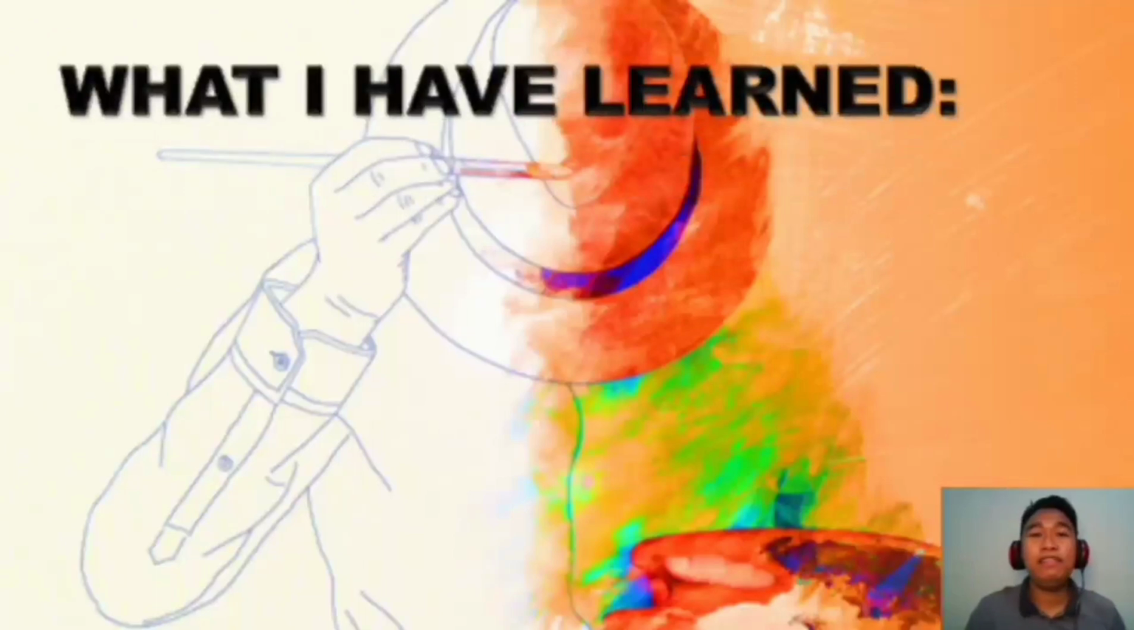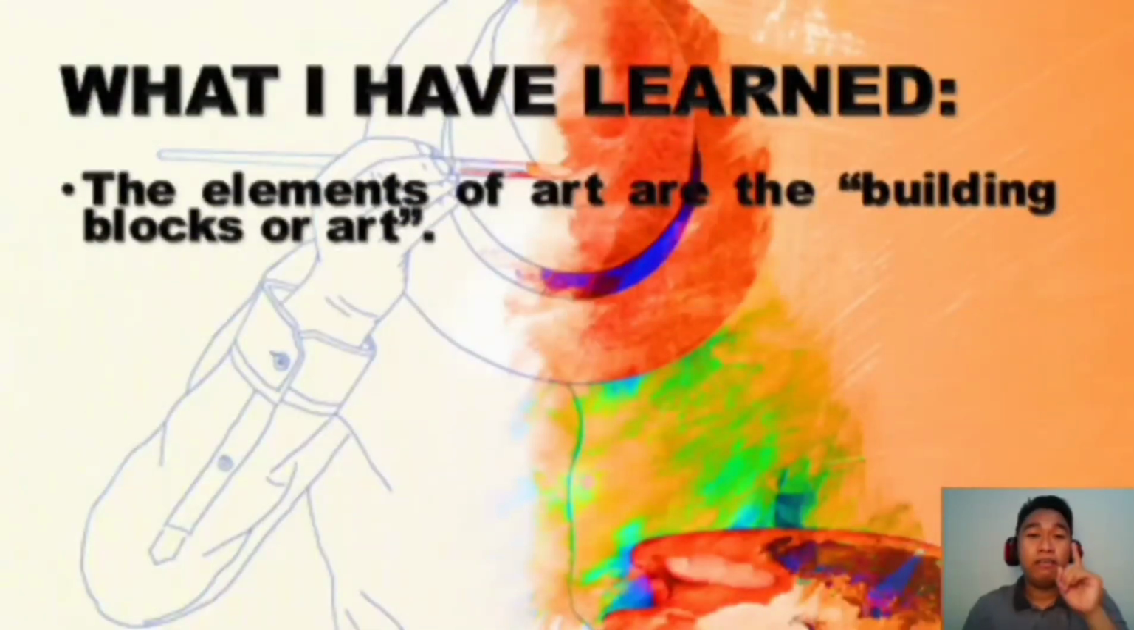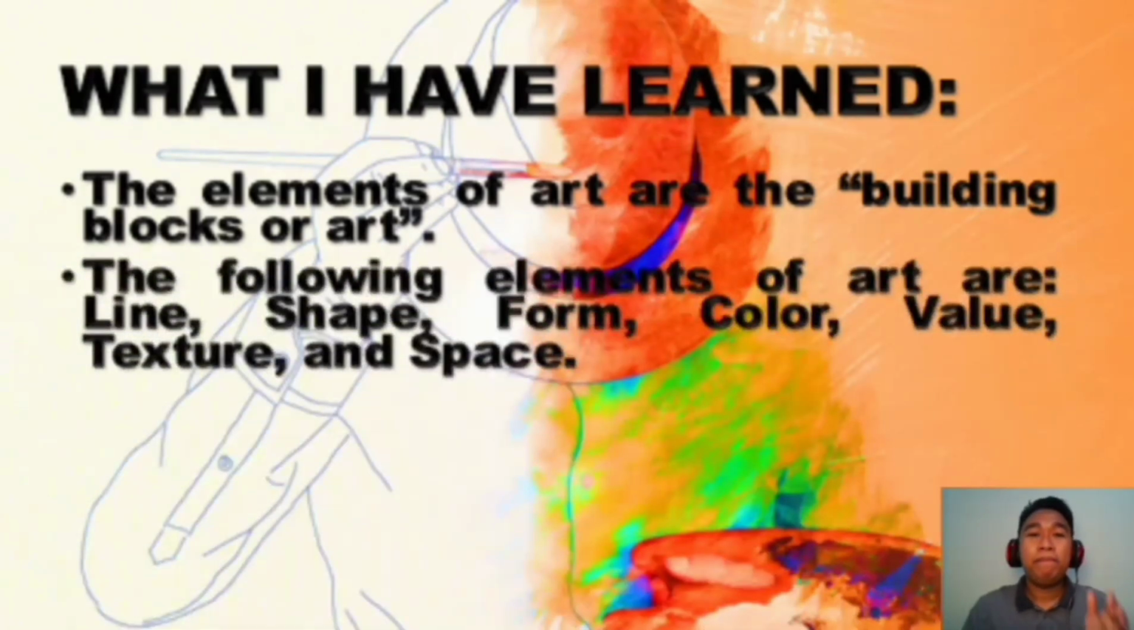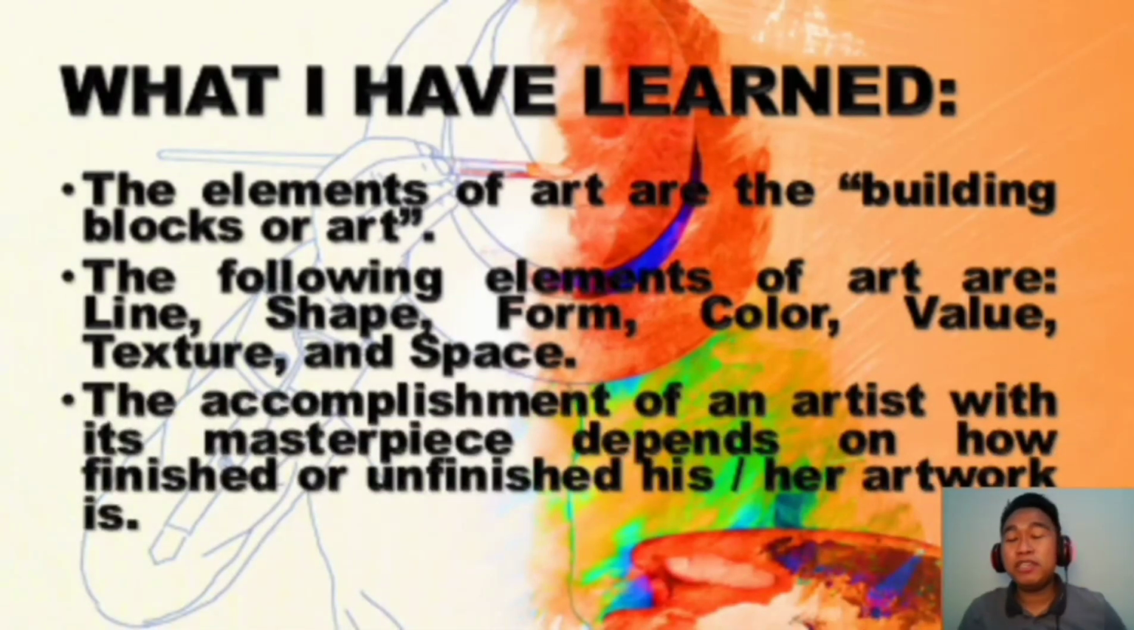So, what I have learned in this episode. First, the elements of art are the building blocks of art. The following elements of art are line, shape, form, color, value, texture, and space. Okay, so the accomplishment of an artist with its masterpiece depends on how finished or unfinished his or her artwork is. Okay, so sana natutunan nyo rin yung mga bagay na yan dito sa episode natin ngayong araw na to.